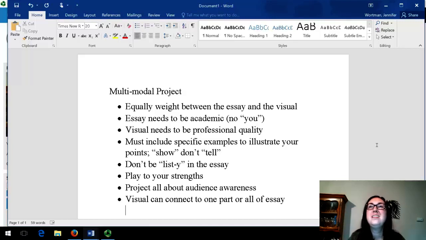I'm trying not to be listy in the essay. And what I mean by that is it shouldn't be like, well, I learned this and I learned this. I didn't learn this, but I did learn that. I could still work on this. Okay, that's not going to be a format that's appealing to your audience.